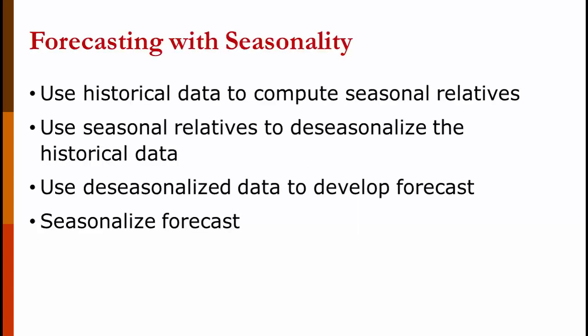I'm not going to show actual equations because the techniques are not standardized, just like they weren't with trend-adjusted exponential smoothing. But the general approach is as follows. Use your historical data to compute the seasonal relatives that I mentioned earlier, that is the percentage that sales go up in the summer or down in the winter or whatever they are. Then use your seasonal relatives to deseasonalize the historical data. Use the deseasonalized data to develop a forecast, usually something like regression. And then once you've got your forecast, reseasonalize it.